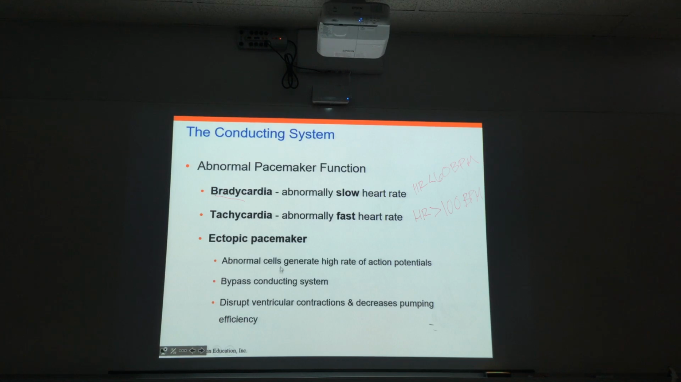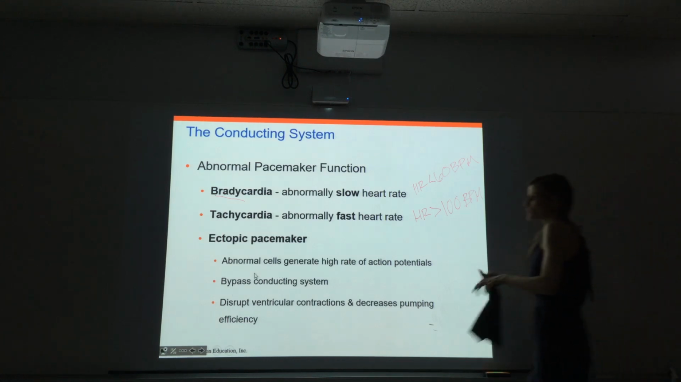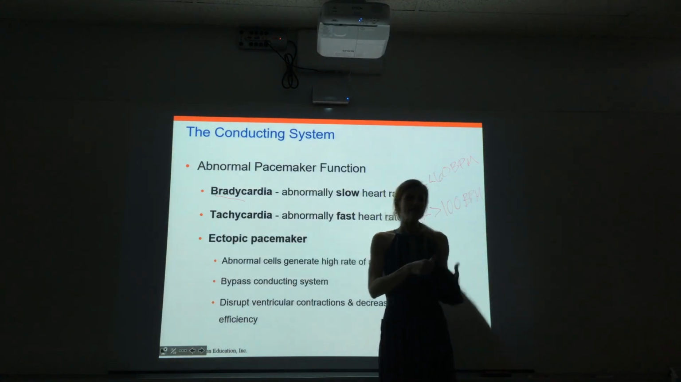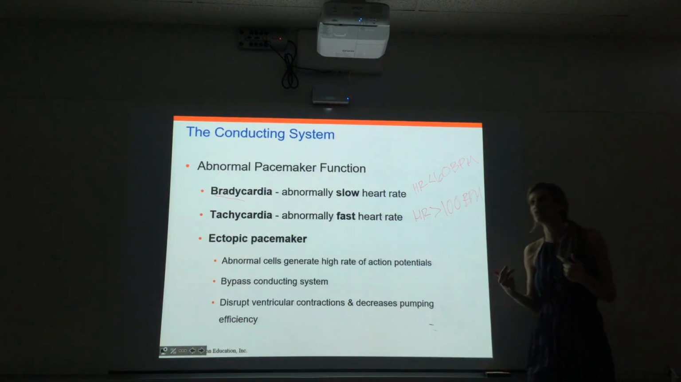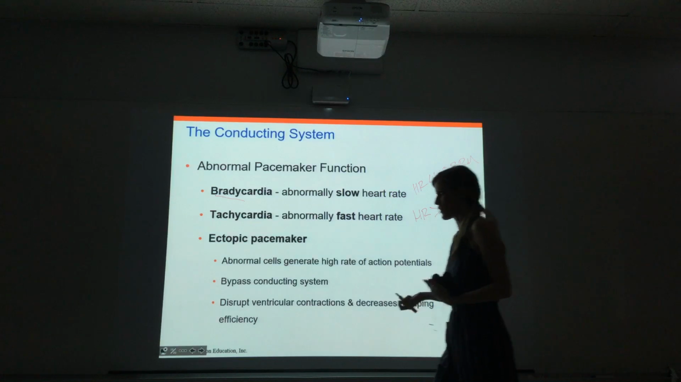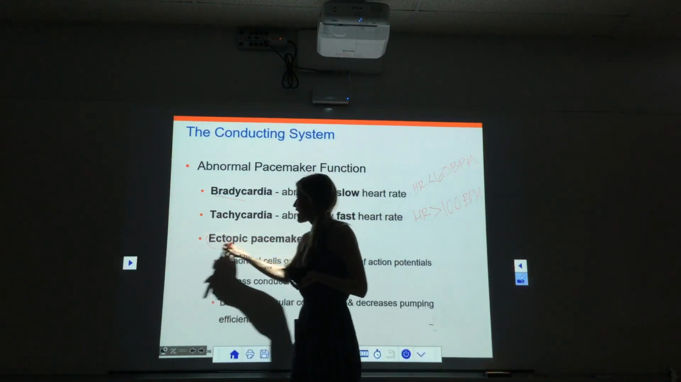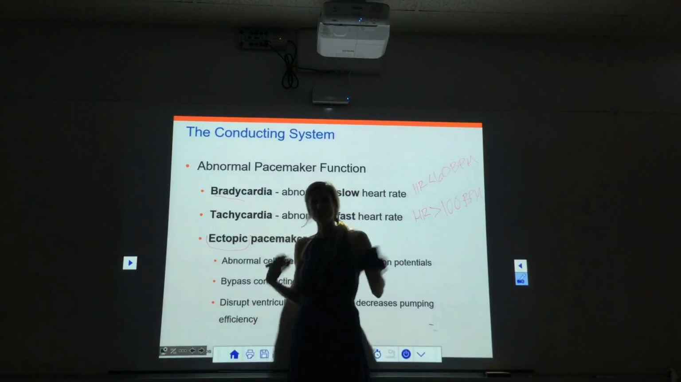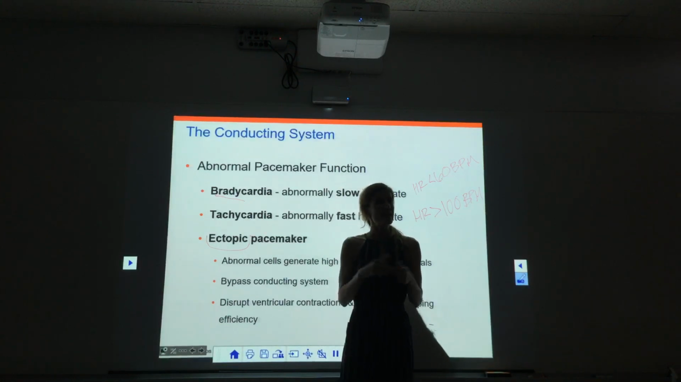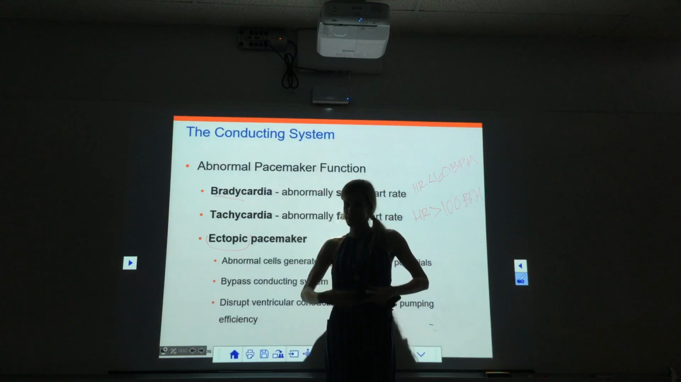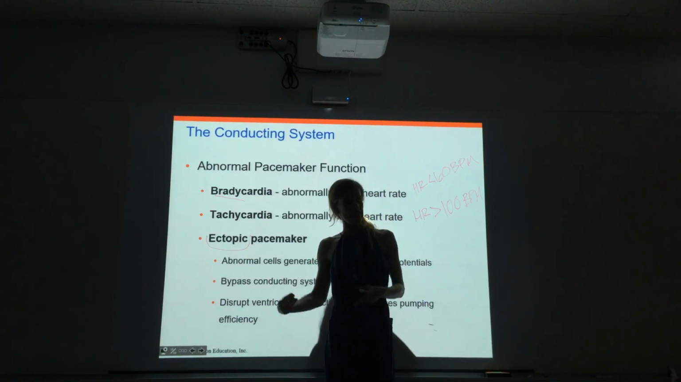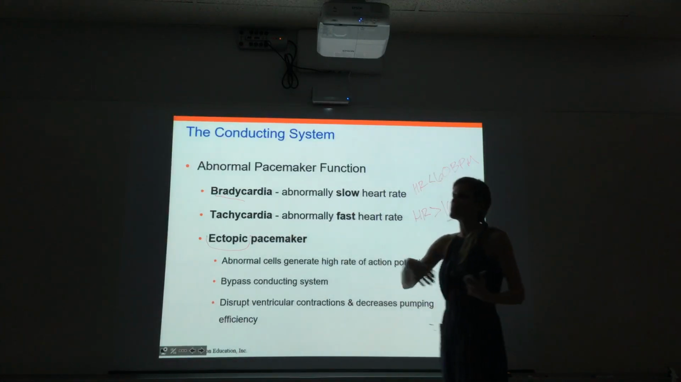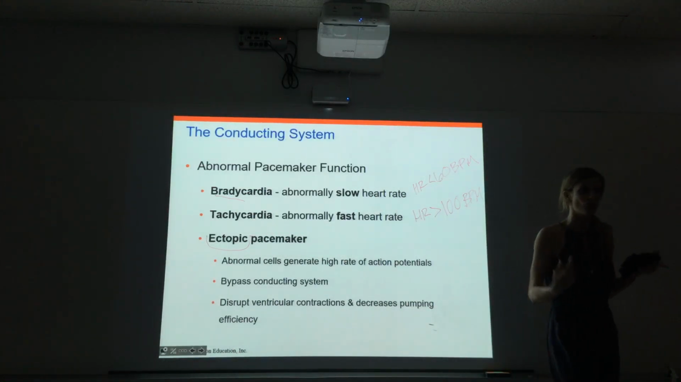An ectopic pacemaker occurs when something besides the conducting system or something besides the SA node is taking over as the pacemaker for the heart. This word ectopic is telling you that something's in the wrong place. So like an ectopic pregnancy occurs when the fertilized egg is not implanted in the uterus, instead it's in like the fallopian tube, right? It's in the wrong place. An ectopic pacemaker is when the pacemaker is in the wrong place.